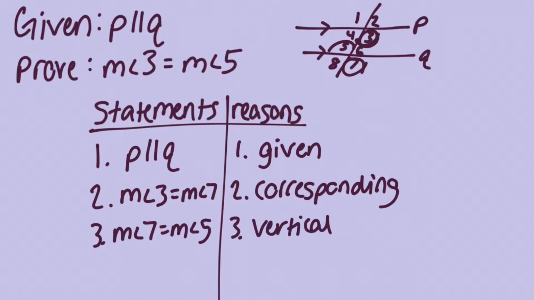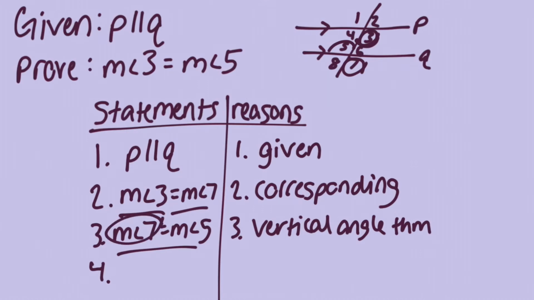Now we want to try to connect 3 to 5. Well, looking at our proof so far, in this last step we had the measure of angle 7 equals the measure of angle 5, but in the step before we know that 3 and 7 are equal. So instead of 7, I'm going to substitute the measure of angle 3.